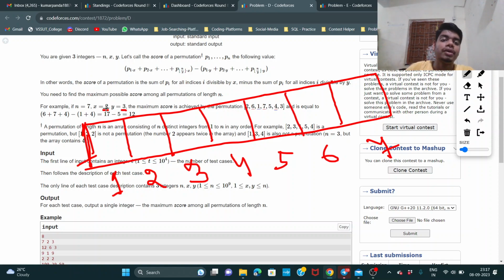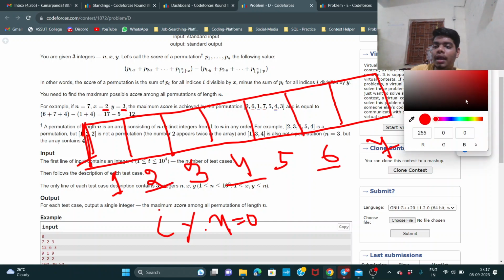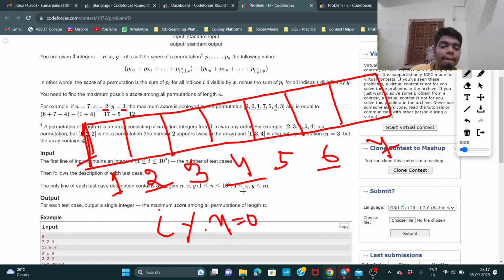But here the point is that you find all the positions where i mod x equals 0. I means the indices. So if we take the example x equal to 2, then the indices are 2, 4 and 6, right? And then find the indices where the indices are divisible by y, that means divisible by 3. So the indices are 3 and 6.